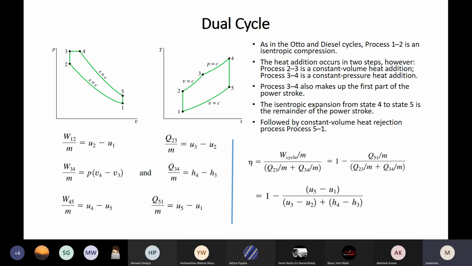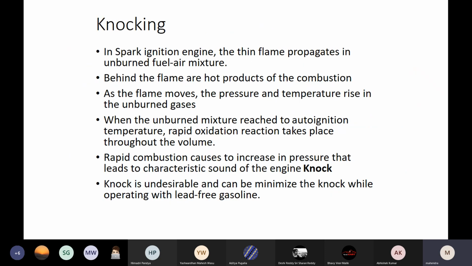Then obviously, if you see over here, the process happening in 1, 2, this is work input because compression is happening. And then 2, 3, this is the heat addition, constant volume heat addition, and then 3, 4. If we observe 3, 4, it is actually constant pressure heat addition. It means when you are adding the heat, pressure should be maintained constant. How is it possible? The piston also has to move. In case of diesel engine, that is also happening.